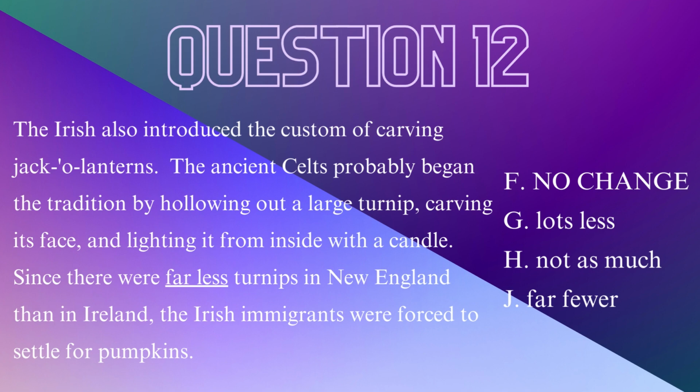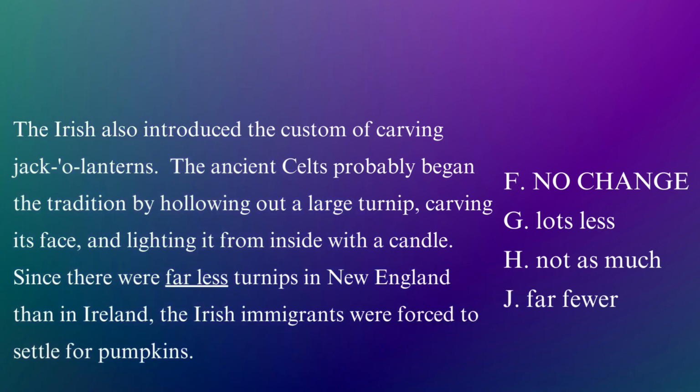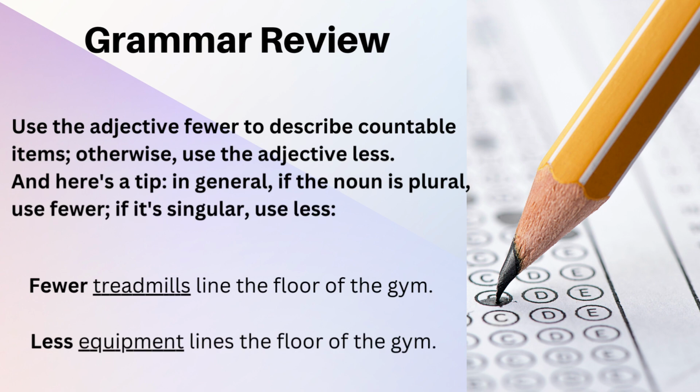Question 12. This question tests your knowledge of when to use less or fewer. Since there were far less turnips in New England than in Ireland, the Irish immigrants were forced to settle for pumpkins. Here's the rule you need to know to ensure you'll answer correctly. Use fewer to describe countable items. Otherwise, use less. And here's a tip. In general, if the noun is plural, use fewer. If it is singular, use less.